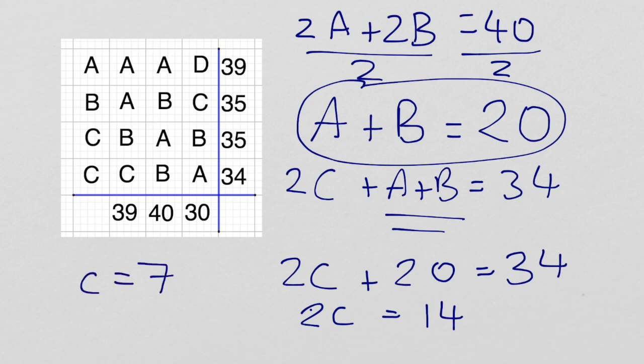Okay, so that is the great little trick you can do when there isn't one letter in each row, but in this case there are 2. Okay, so once you've found C equals 7, I will let you work out what the other letters are and tell you the answer over the page.